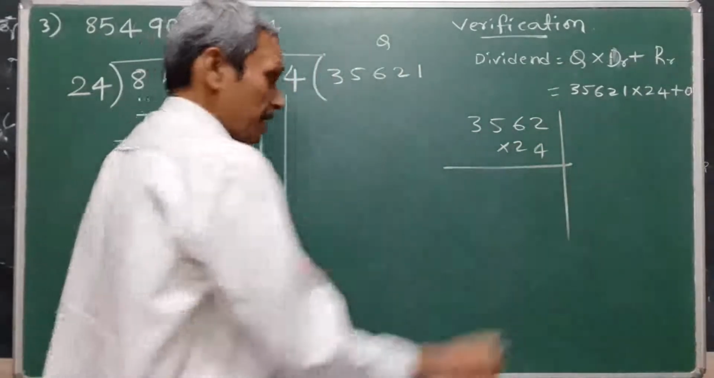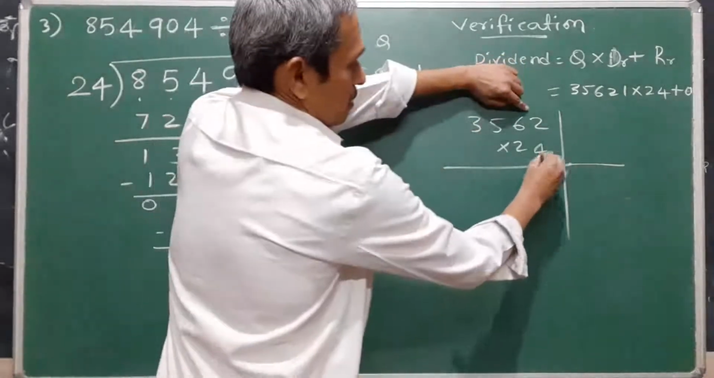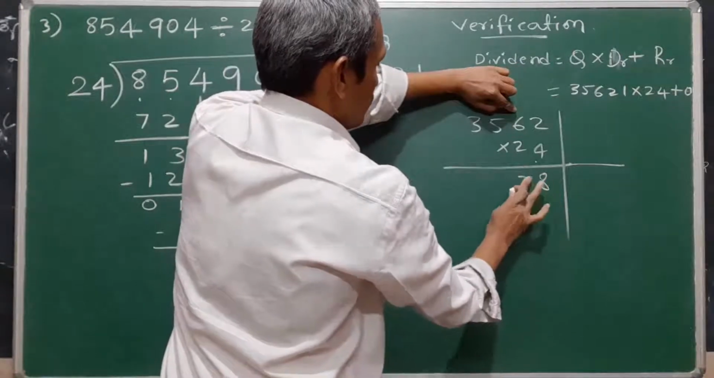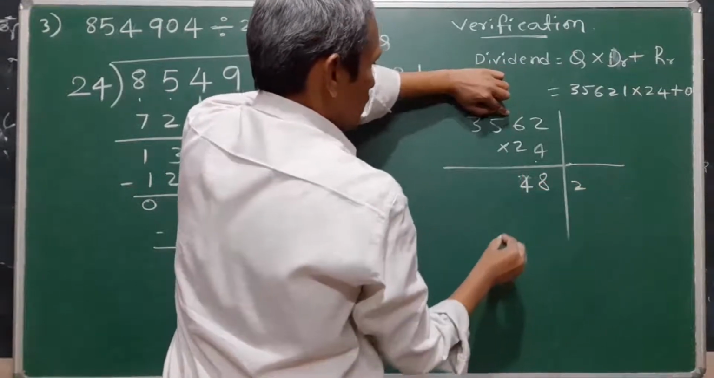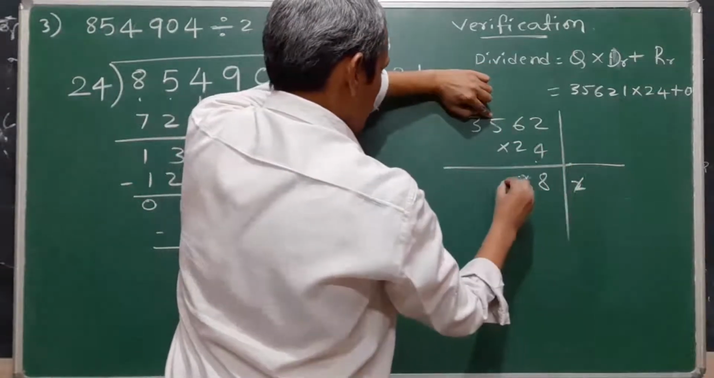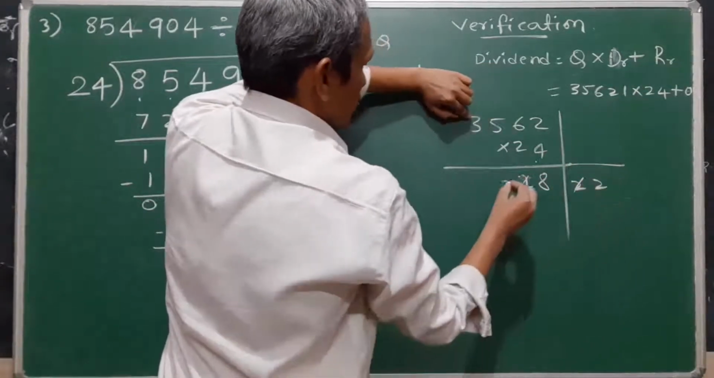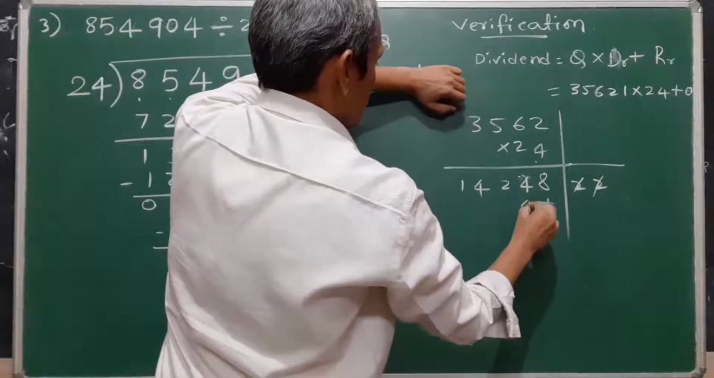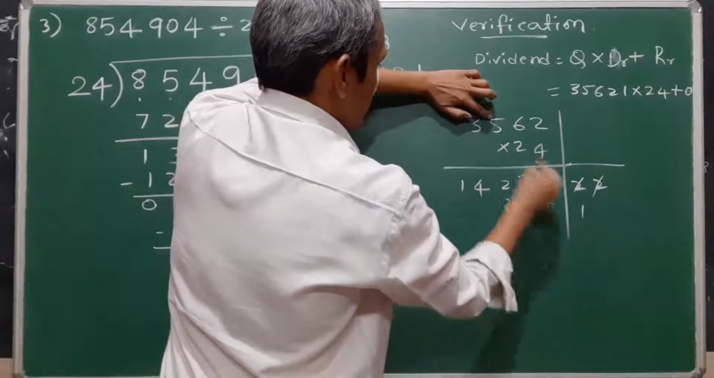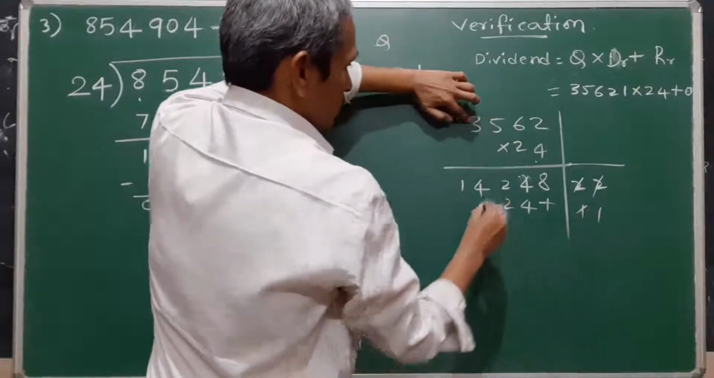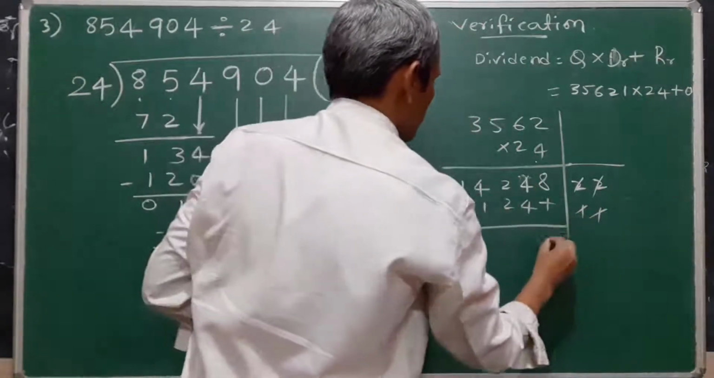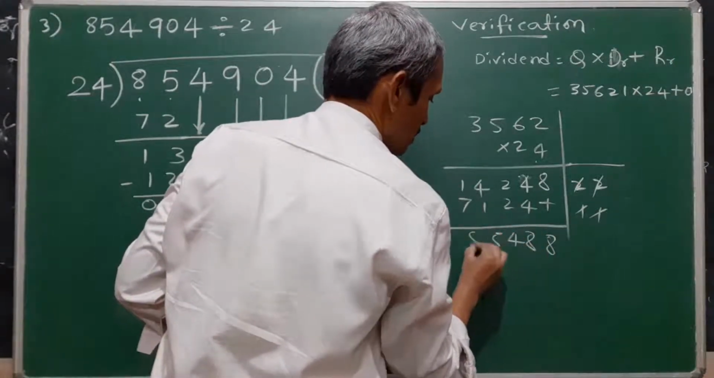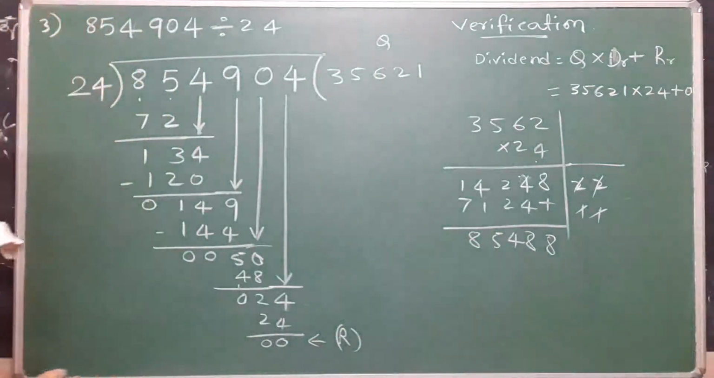First we will multiply by 4. 4 2s are 8, 4 6s are 24, 4 6s are 24, 2 carry, 4 5s are 20 plus 2, 22, 4 3s are 12 plus 2, 14. Now by 2, 2 2s are 4, 2 6s are 12, 2 5s are 10 plus 1, 11, 2 3s are 6 plus 1, 7. 8, 8, 4, 5, 8. 8, 5, 4.